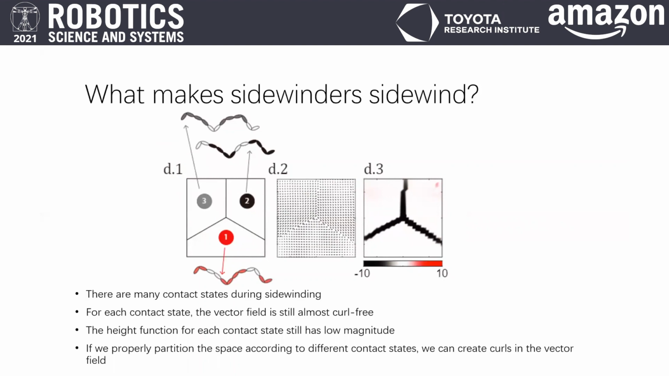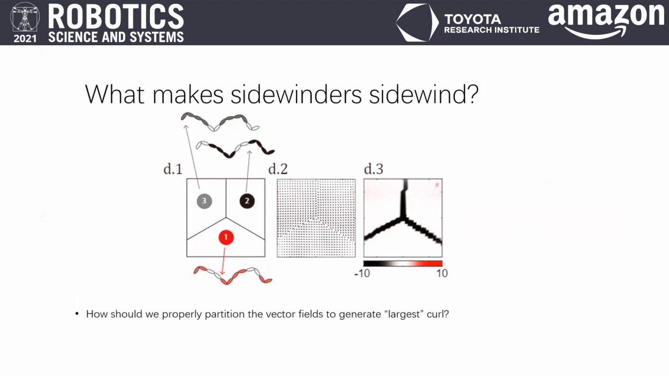But what if we partition the shape space according to different contact states? In this example, we show that if we properly partition the shape space by three curl-free vector fields, we can create a new vector field that has large curl, which provides the basis for sidewinding. But how should we partition the vector field?